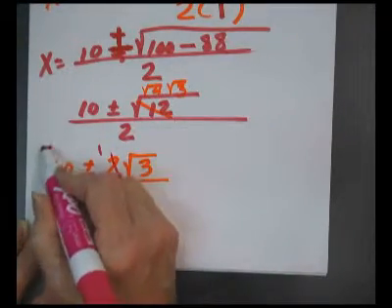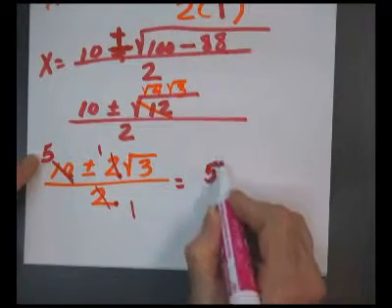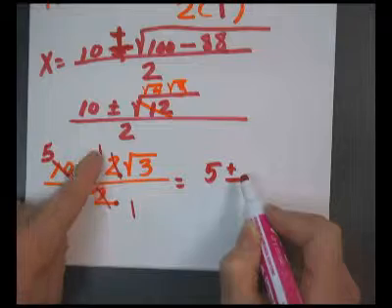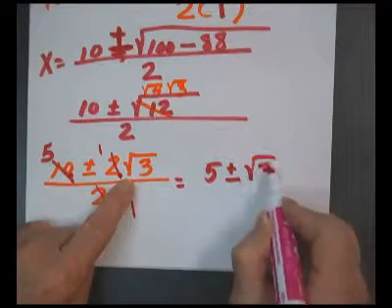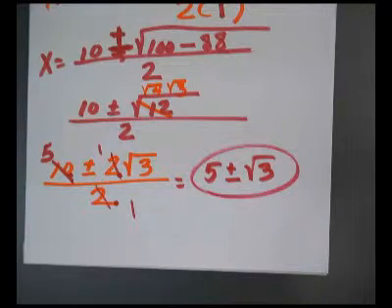Divide by 2 is 5. So we have 5 plus or minus square root of 3 over 1. You don't need to put the over 1, that's it.